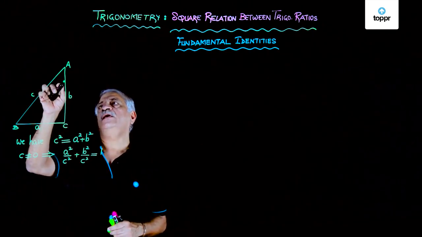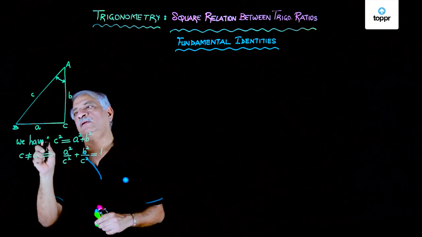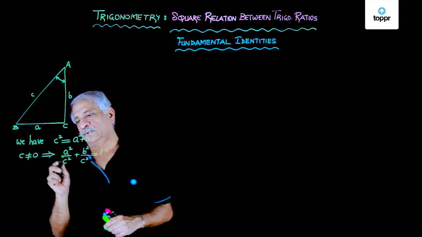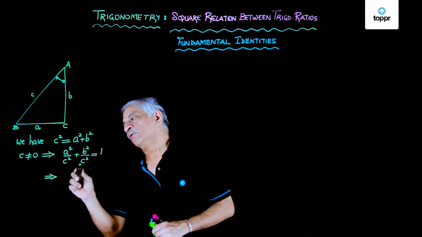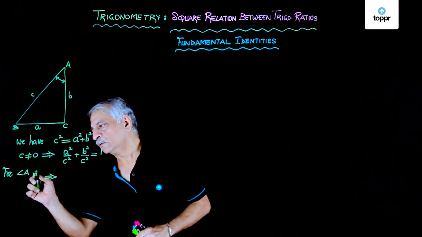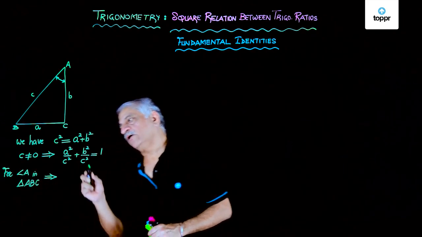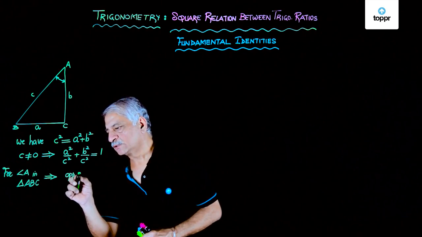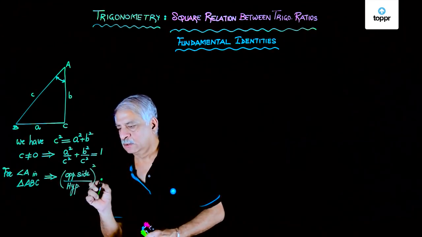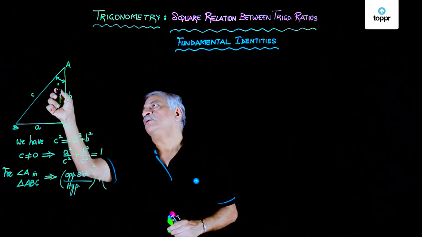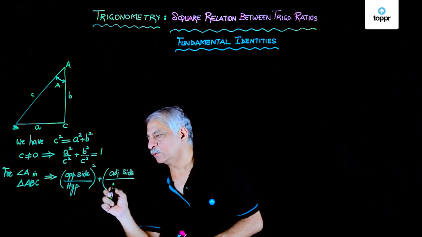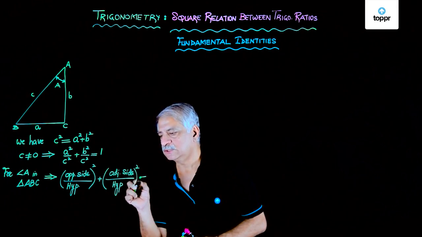Now, if I take angle A, then A upon C, which is opposite upon hypotenuse, we can write down this for angle A. For angle A in triangle ABC, I have A is the opposite side upon hypotenuse, the whole square, and B is the adjacent to the angle A. So, I get adjacent side to hypotenuse square. This is equal to 1.